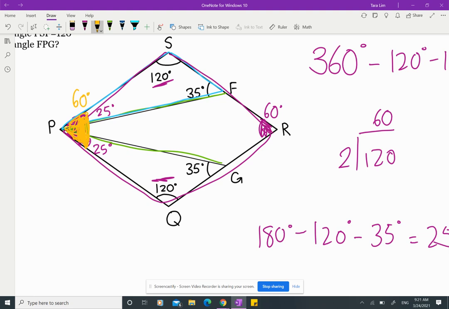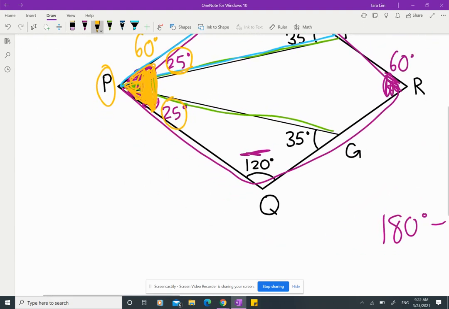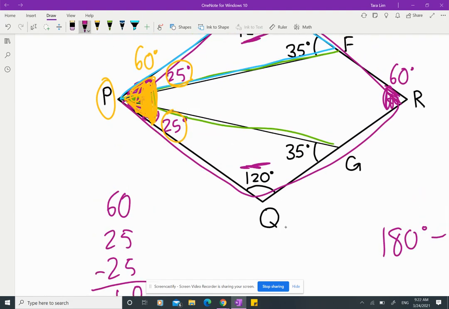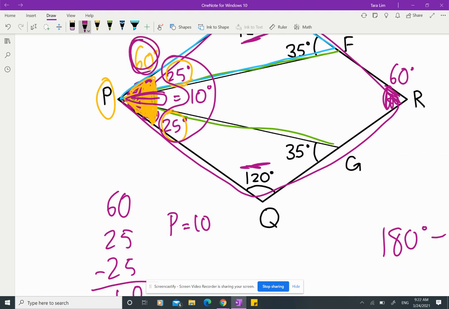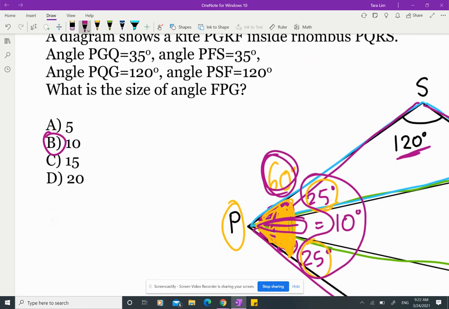But we don't know only P, we know the whole thing. Now, because we know that both sides over here are 25 degrees, 60 minus 25 degrees and minus 25 degrees again will give us 10. So we know that P is equal to 10 degrees, because if we add 25 plus 10 plus 25, it will give us 60 degrees. So the answer is B, 10 degrees.